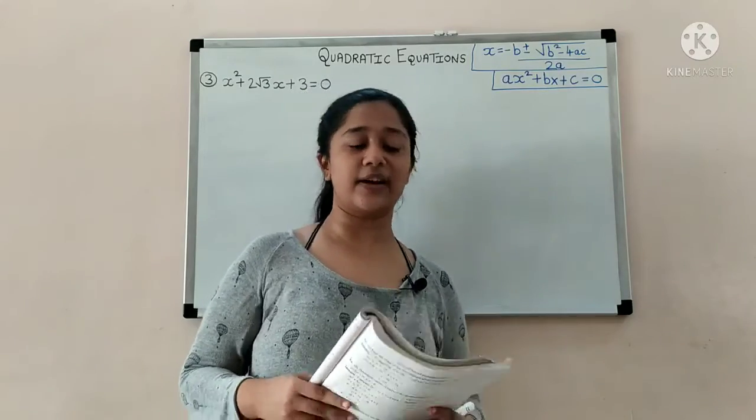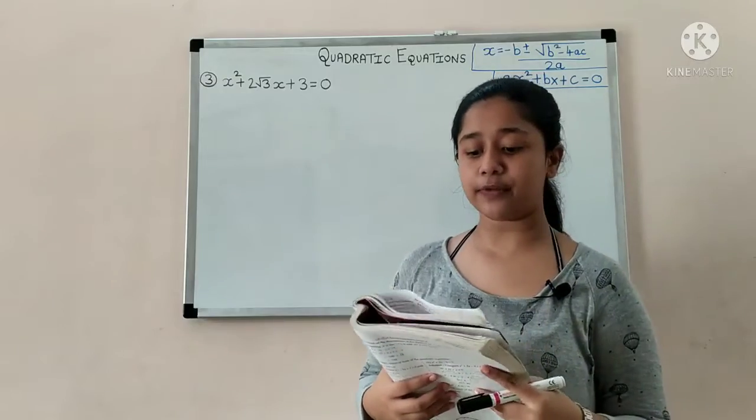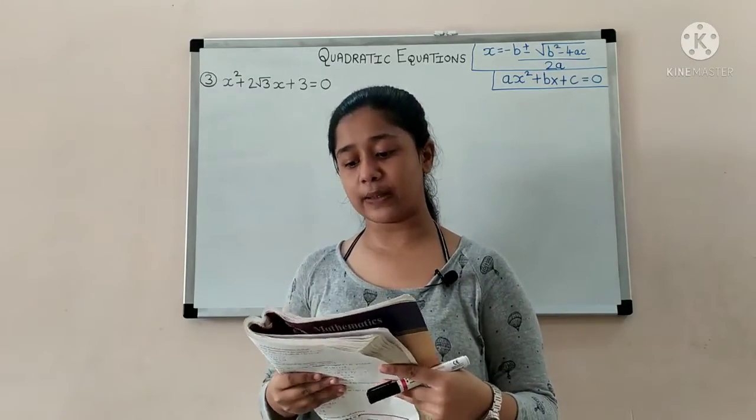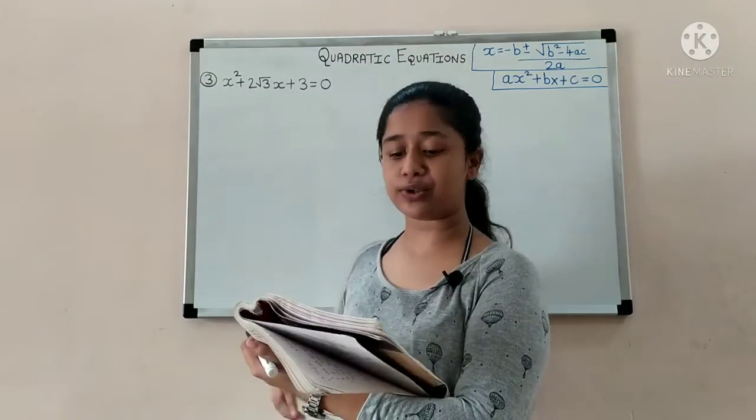Okay students, so now let us start with the last question of this exercise. So the question says, with the help of the flowchart given below, solve the equation x square plus 2 root 3x plus 3 is equal to 0 using the formula.